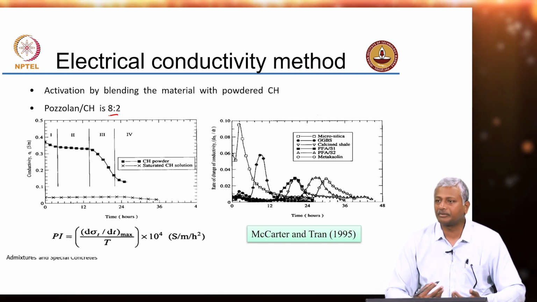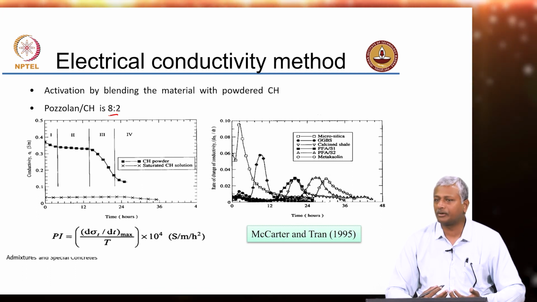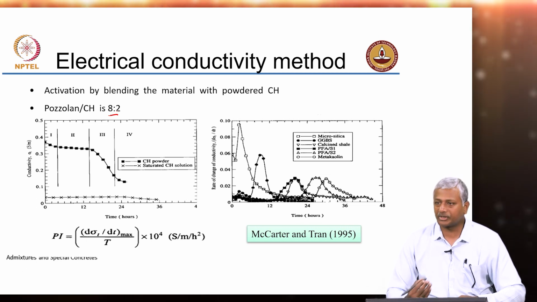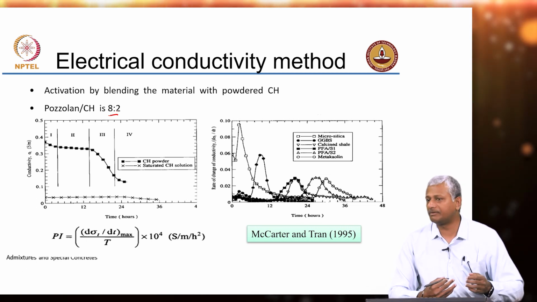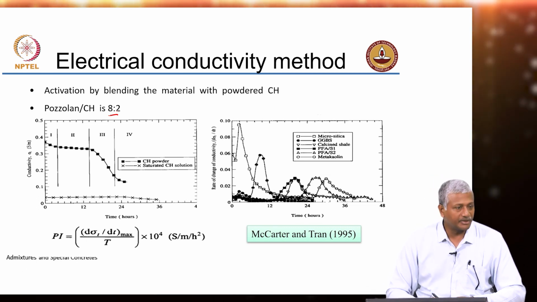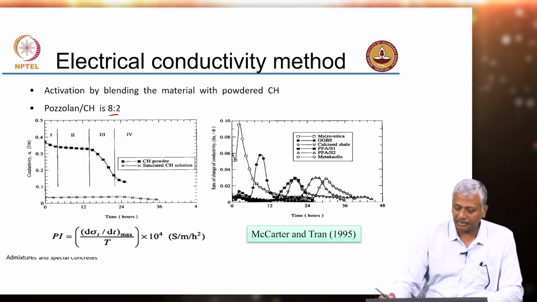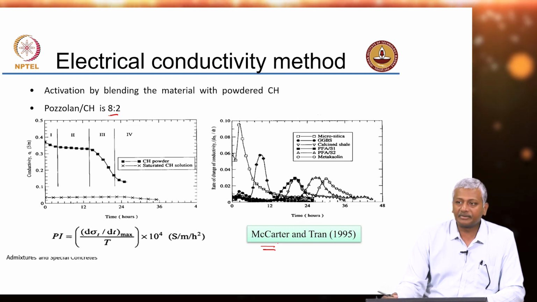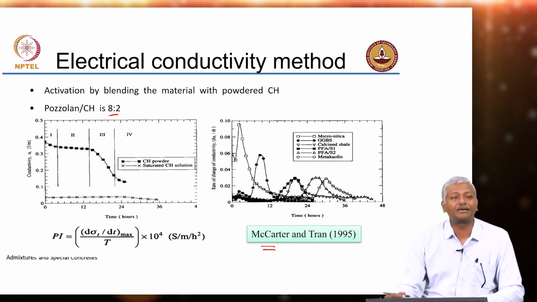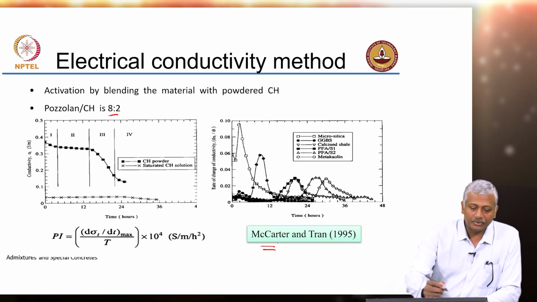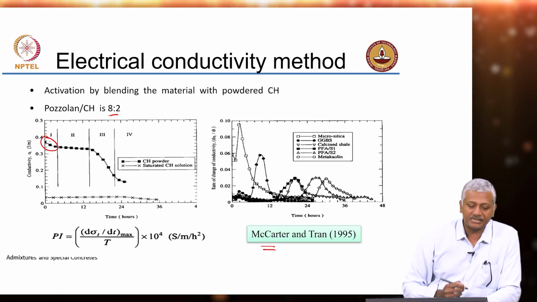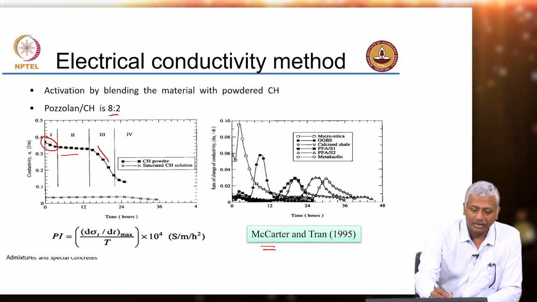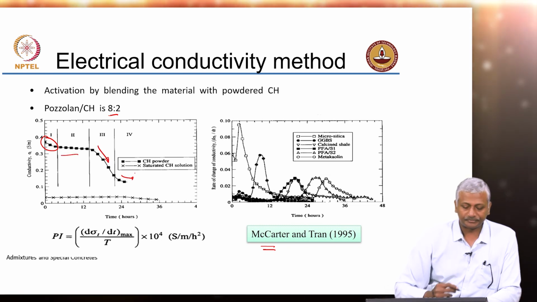Initially, of course, the system is wet, so the conductivity will be high or low? It is going to be high. As the hydration products form, your conductivity will start getting lowered, right. Usually the work was done by McCarter, who was one of the very well known research scientists working on electrical methods applied to concrete. Here there are several regions in the conductivity curve that are seen. You have region 1, region 2, region 3 and region 4.